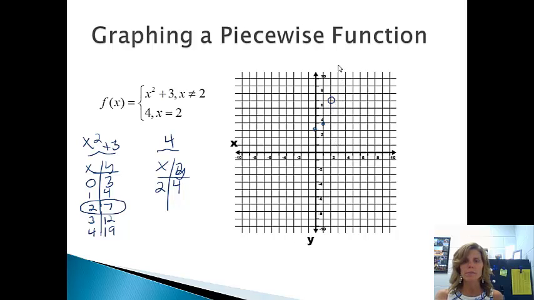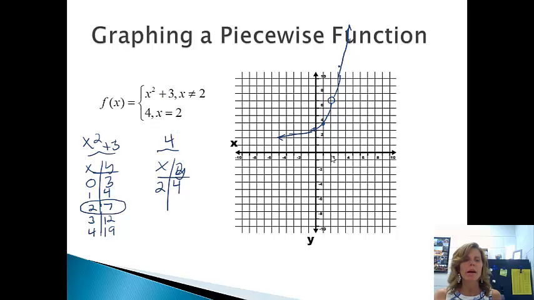Then 3, 12, and 4, 19. I'm just estimating, of course. And now we know that because it's an x squared graph, it is going to be a parabola. So I'll try to make it look like that. And this can keep going because as long as x doesn't equal 2, that's what's going to happen. And actually, I guess we could probably go this way as well because anything that doesn't equal 2 would work.